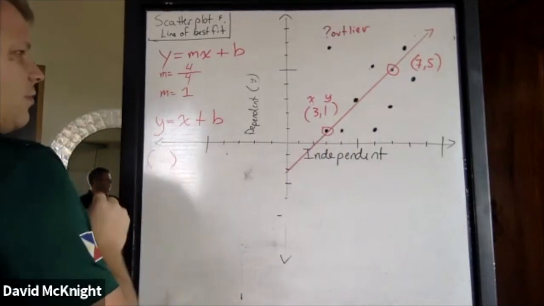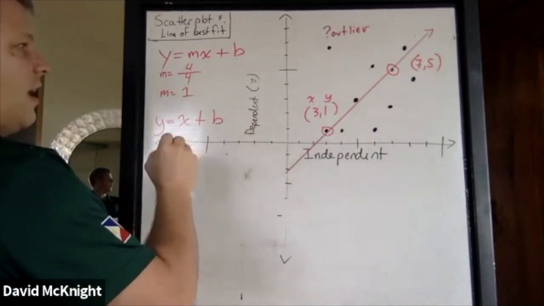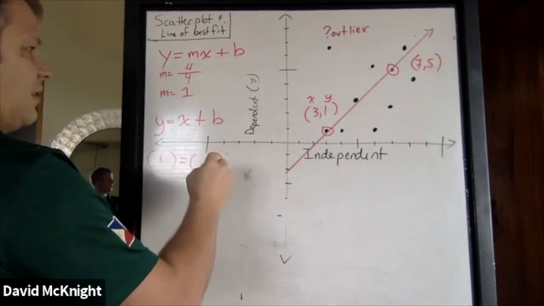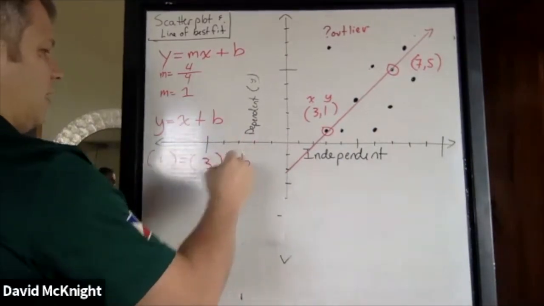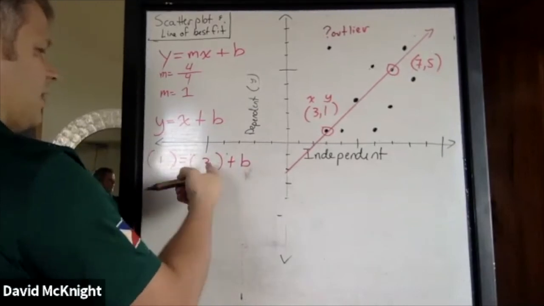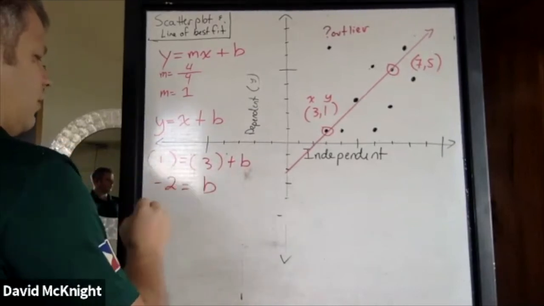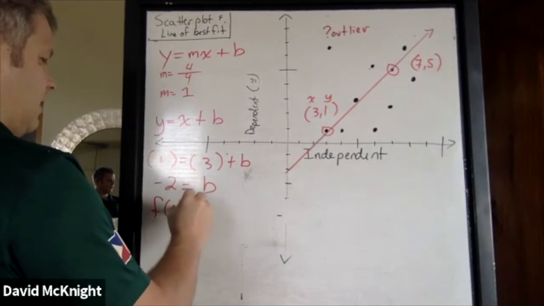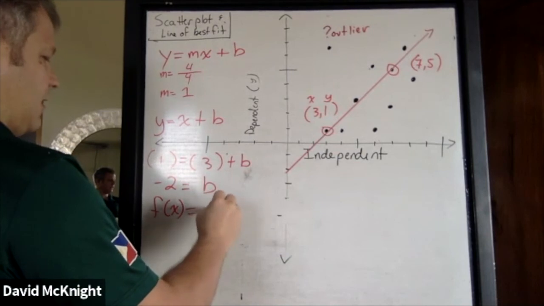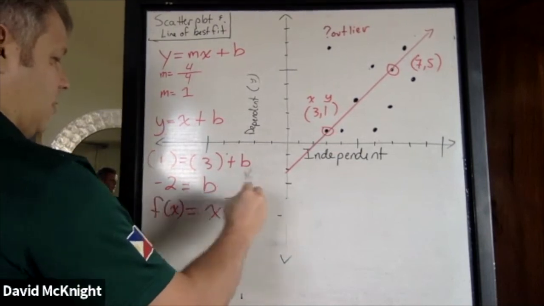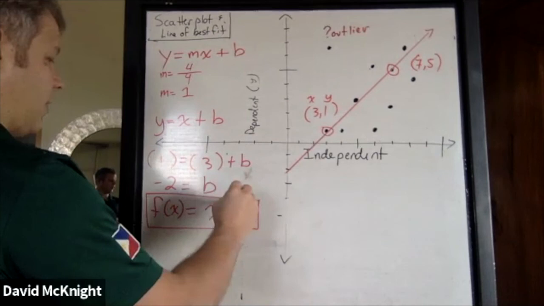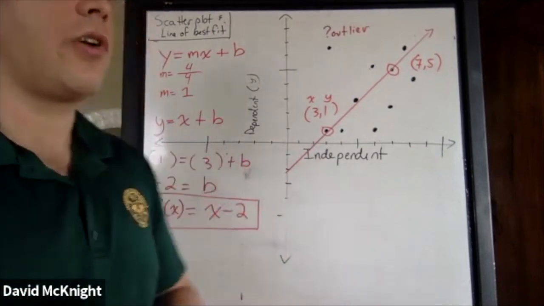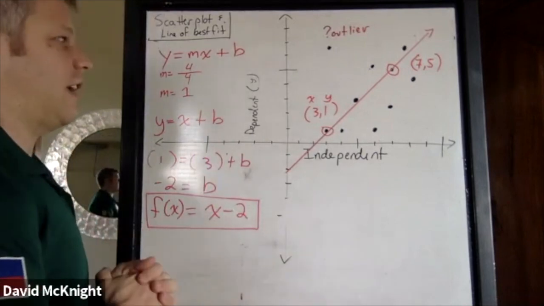So I'm going to substitute for y here. And I have 1 is equal to, and for x, I have 3 plus b. So b, if I subtract 3 from both sides, is -2. So the function f of x is equal to x minus 2. Now this is not so typical of the function that you'll get from raw data. You're going to have some kind of decimal values and things like that.